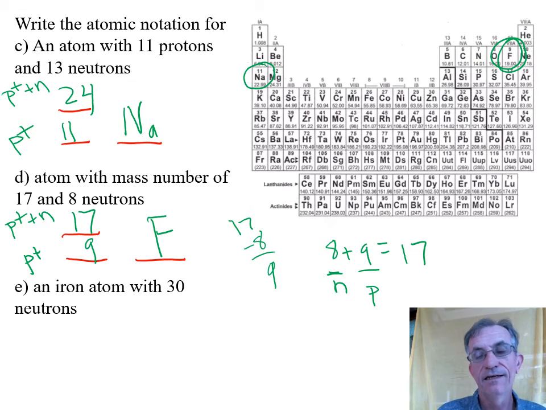It can be a little confusing because you got to know what to do with all these numbers. Do I need to just write them down, and in which blank, or do I got to do a little work to get the numbers I'm supposed to be putting in those blanks? It can be a little confusing. All right, let's try one last one. An iron atom with 30 neutrons.